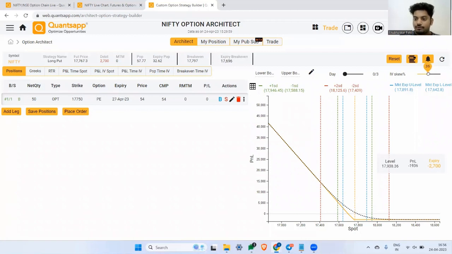If the IV goes up even further, let's say by 40%, just a hypothetical figure. But now if you see, even if the market remains exactly where it is right now, you will still end up making money. On one lot, you're still making a profit of 1500 rupees, which is very significant.